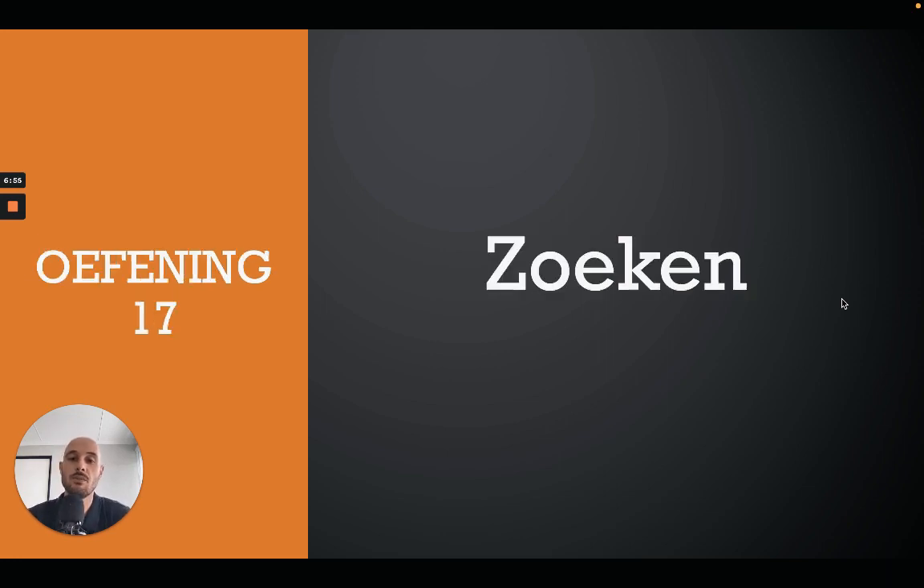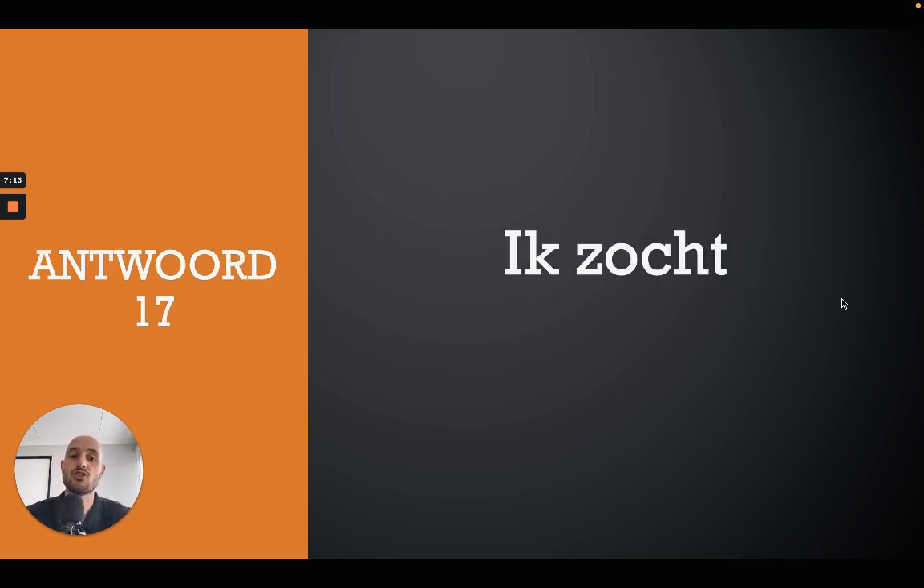We go to number 17, zoeken. Zoeken, to search. All right, so how would you say I searched in Dutch? English regular, however, Dutch irregular. Again, remember to give it a pause if you want to think a little bit longer. And the correct answer would be ik zocht. Okay, ik zocht, same like kopen, ik kocht, bezoeken, to visit, ik bezocht. So of this kind of family of irregular verbs.